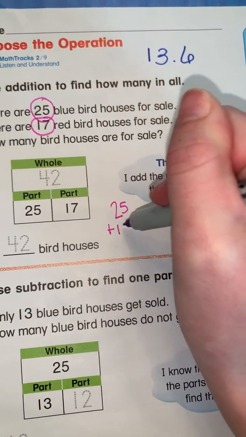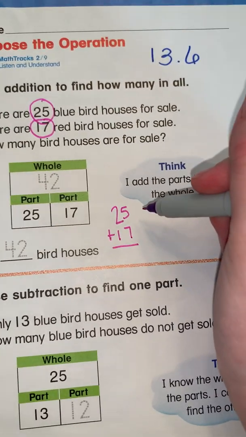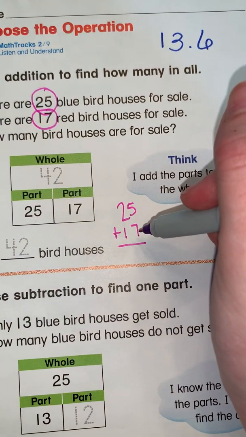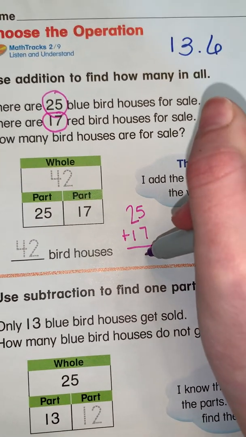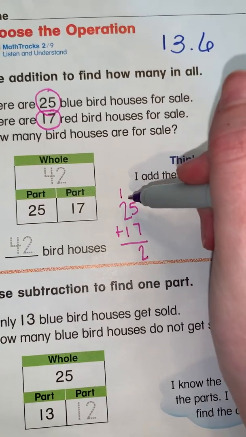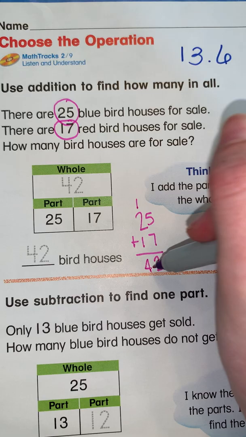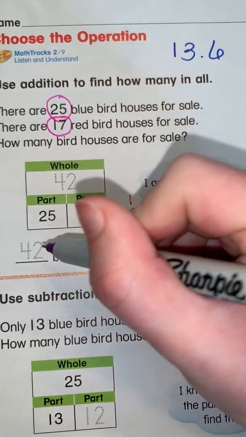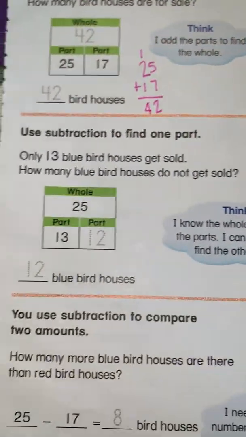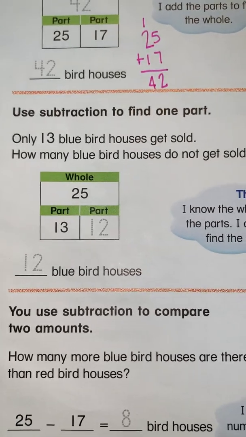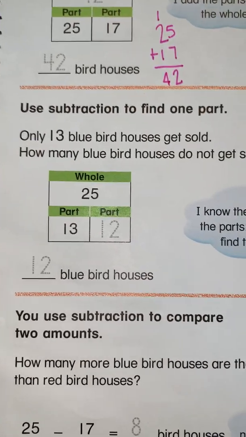25 plus 17. First I add the ones place. 7 plus 5 is 12. I put the 2, carry the 1. 2, 3, 4. 42. Yep, that was right. Now let's look at an example that shows us how to do this with subtraction.